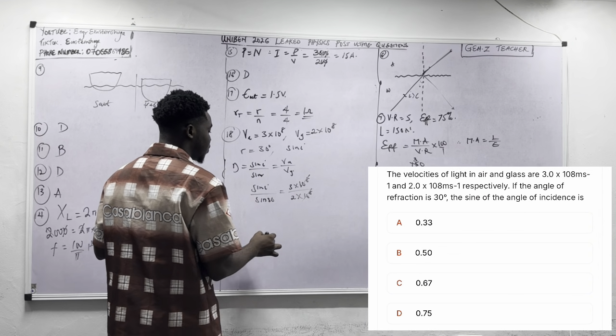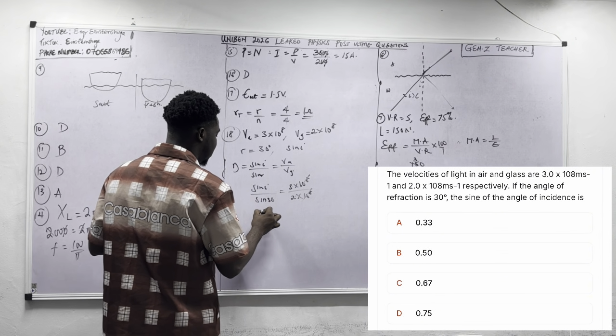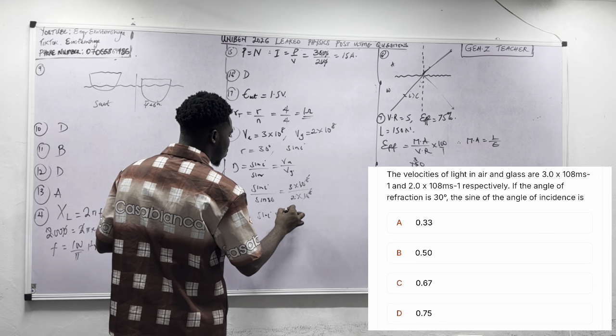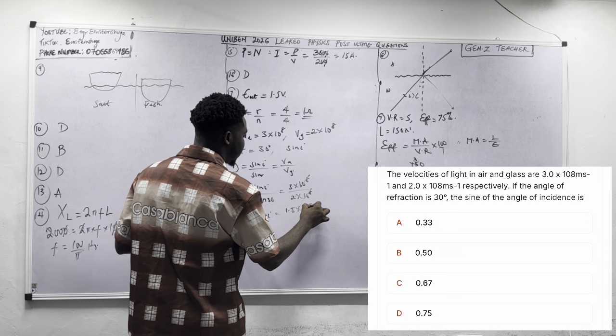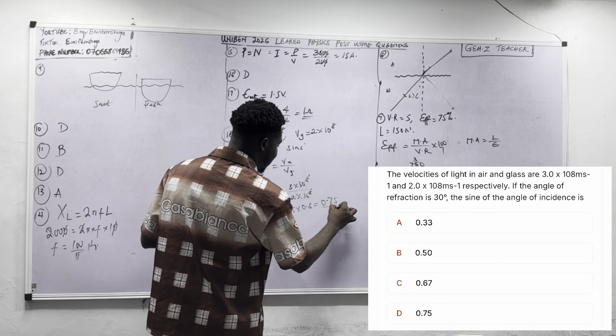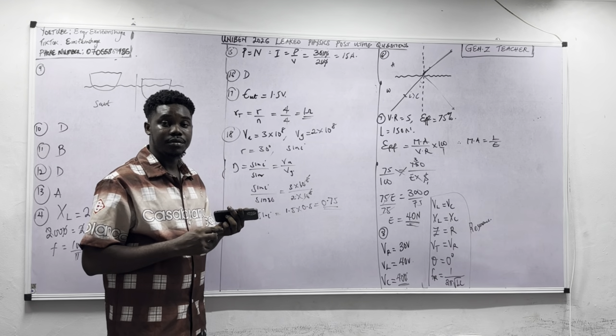This takes out this, okay, and this here becomes 1.5. So we have sine i becomes 1.5 times sine 30, and sine 30 is 0.5. So this should be 0.75 for sine i.